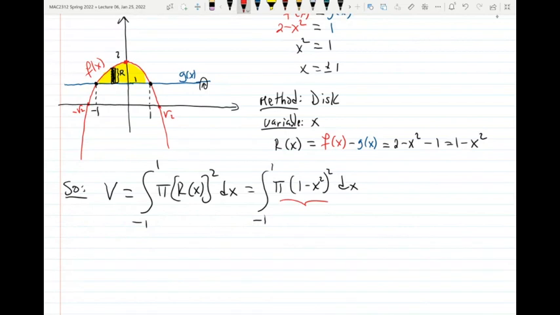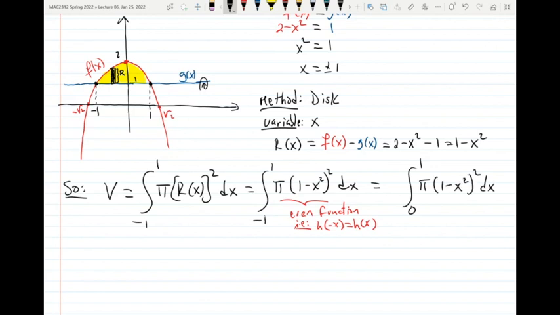So let me make the note here that this is an even function. Even means that when you plug in -x into the function, you get back the same formula. Okay, that's what it means to be even. And so I can do the integral from 0 to 1. So I'm going to do only half of it. But then, of course, I have to multiply by 2. Okay?